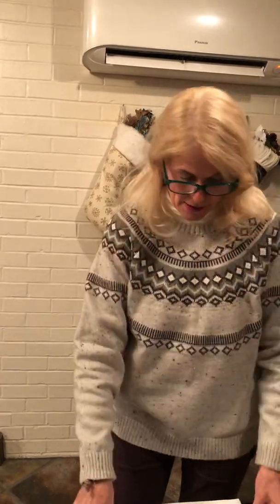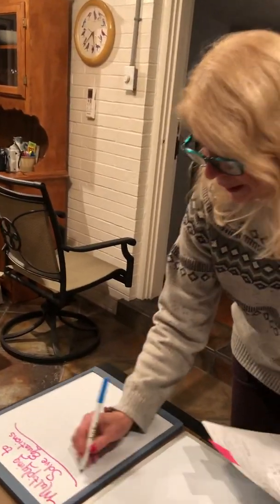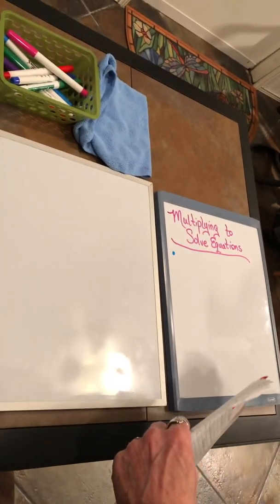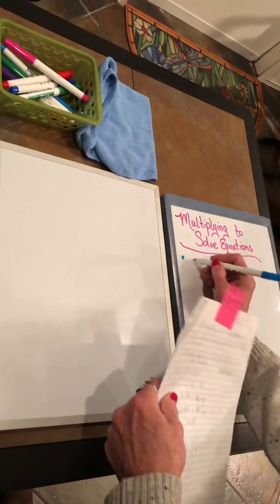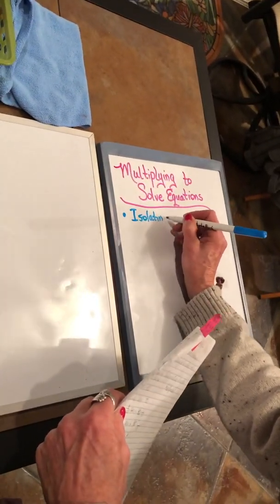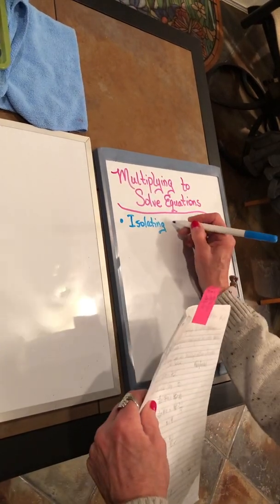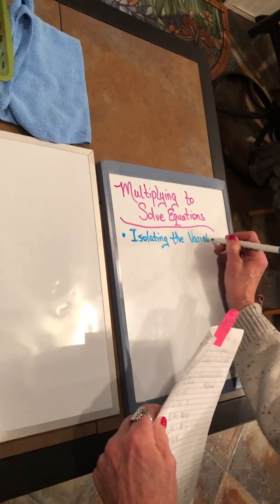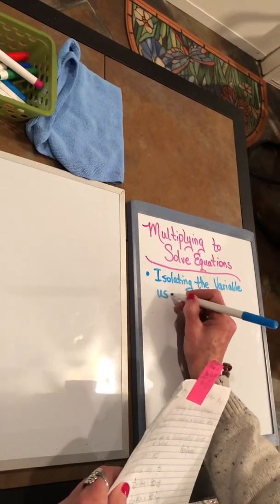So I'm going to write a few points here, and if you entered that in your composition book, that's great. Make sure it's in the back of your table of contents, and here's your title, and these are some points that I want you to write in, okay? So one thing we are going to do is isolate the variable using division.